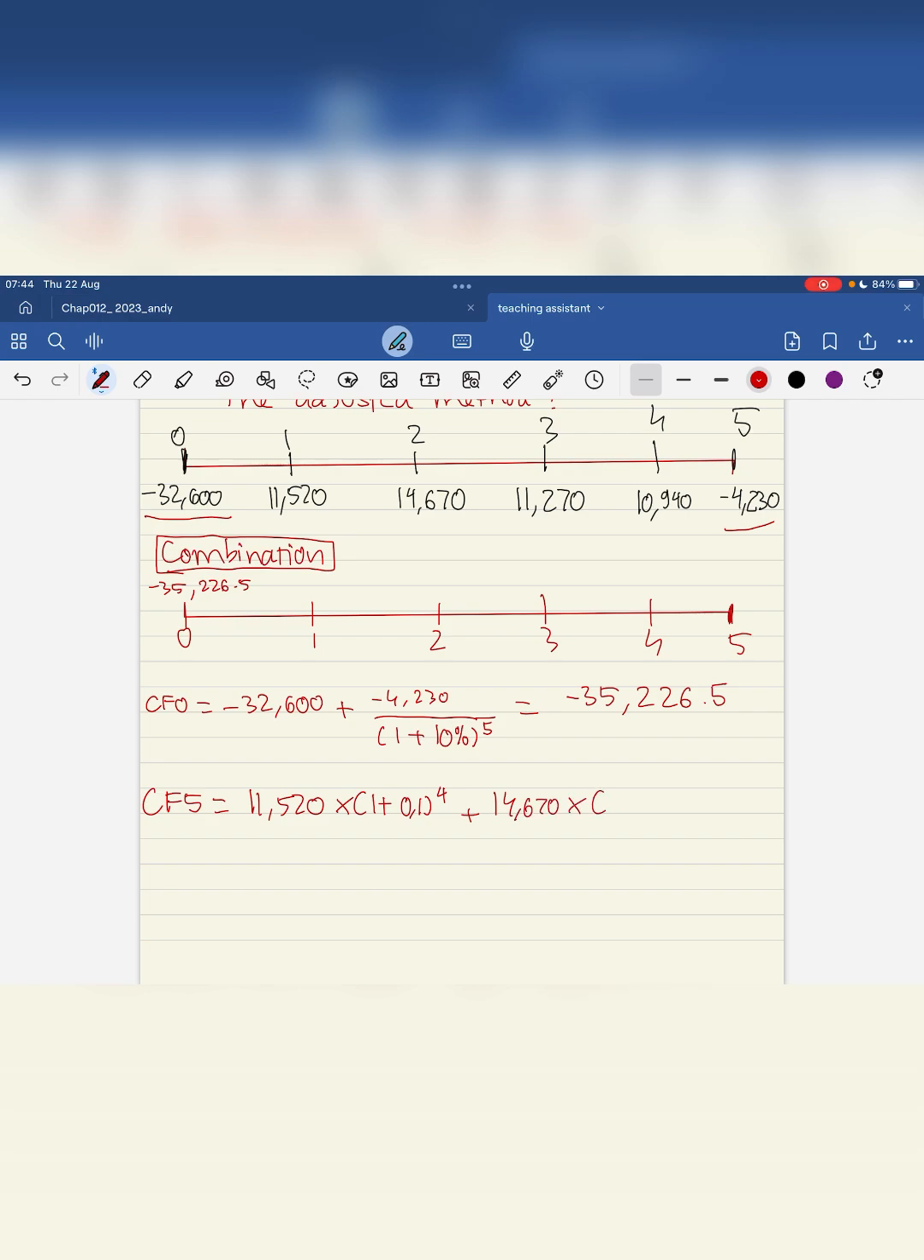14,670 times 1 plus 0.1 to the power of 3, plus 11,270 times 1 plus 0.1 squared. And finally, we have 10,940 times 1 plus 0.1. After calculating it, the answer I got is 62,062.9.